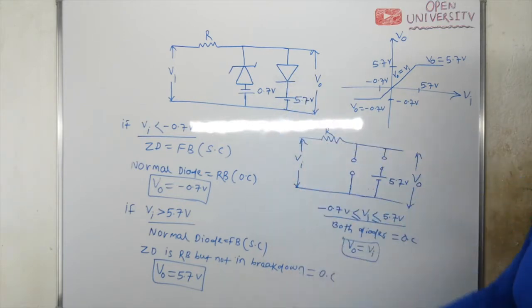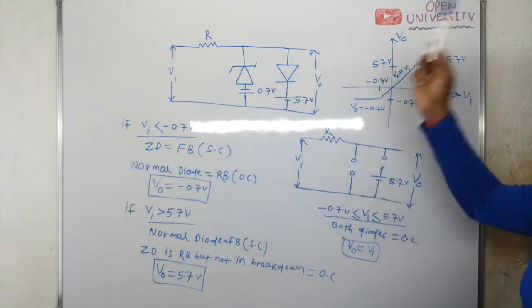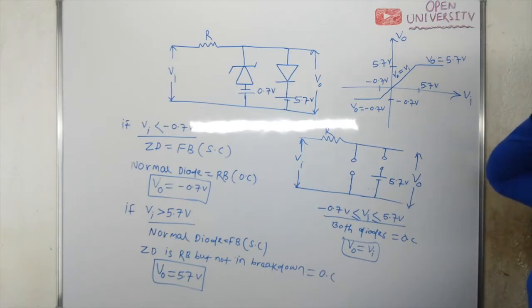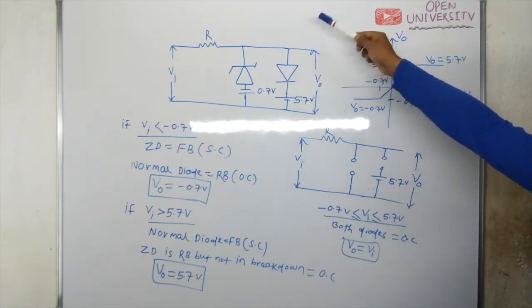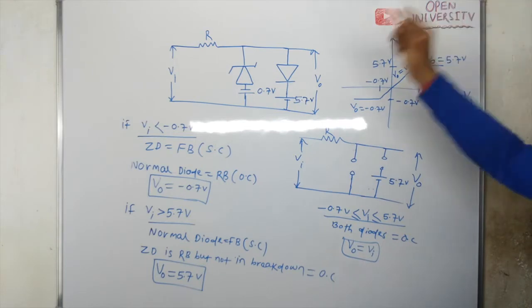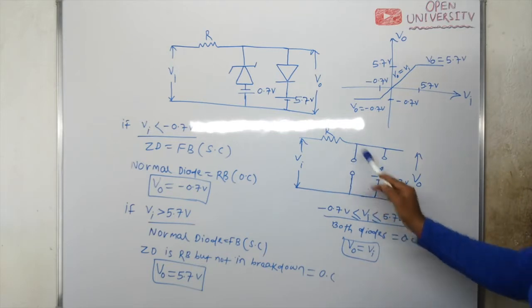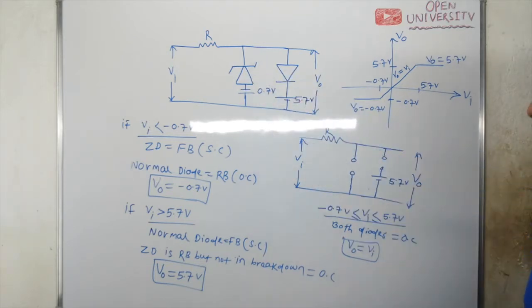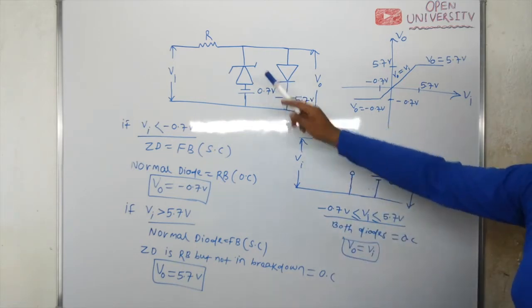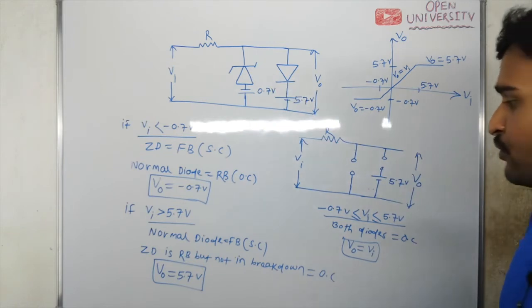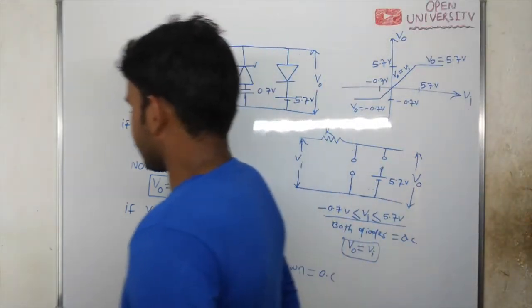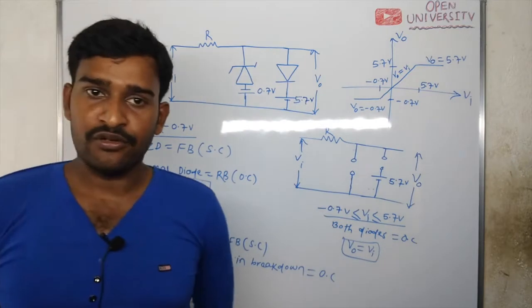If input voltage is greater than 5.7 volt, then this normal diode becomes short circuited. Okay, normal diode becomes short circuited, and what is the voltage across the Zener diode? This 5.7 will be dropped across the Zener diode. What is the breakdown voltage of the Zener diode? 10 volt. So this Zener diode never goes into breakdown. Breakdown of the Zener diode will not occur.